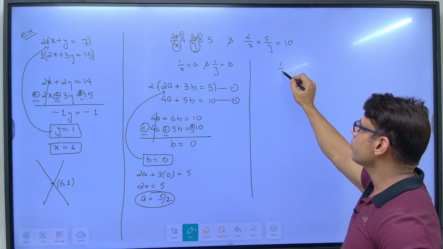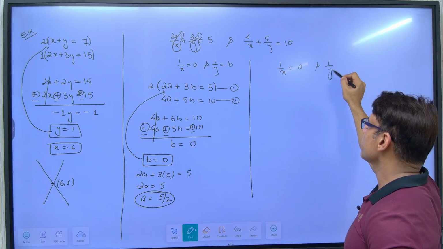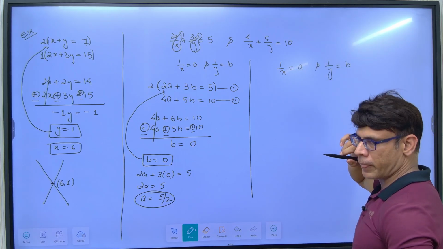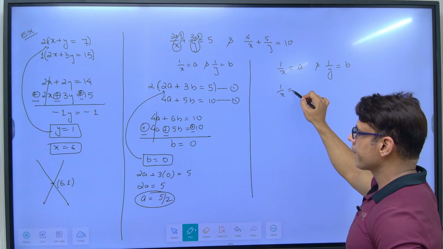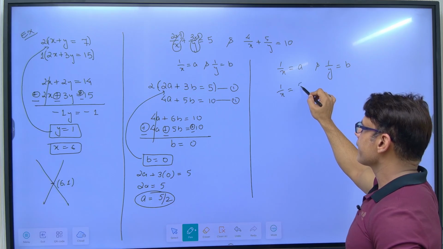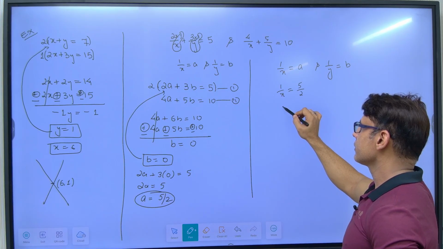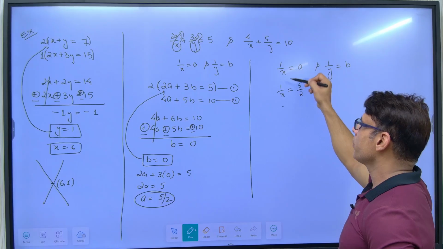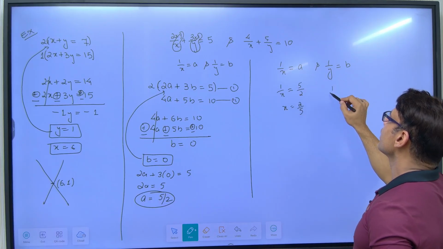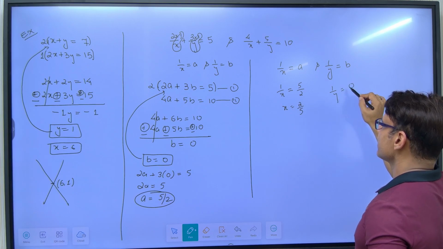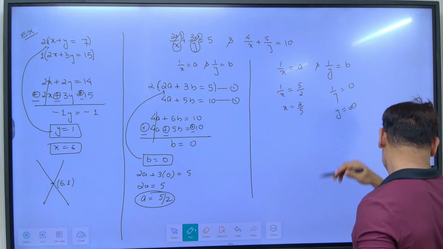Now we know that 1 by x is a, and 1 by y is equal to b. Write 1 by x is a, which is 5 by 2. Cross multiply, flip it. x is 2 by 5. 1 by y is equal to b, which is 0. Flip it. y is what? Not defined.